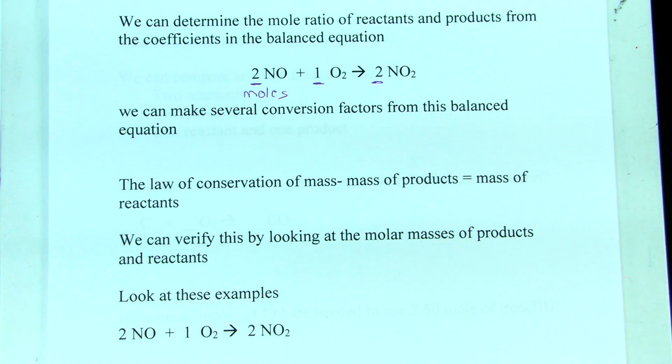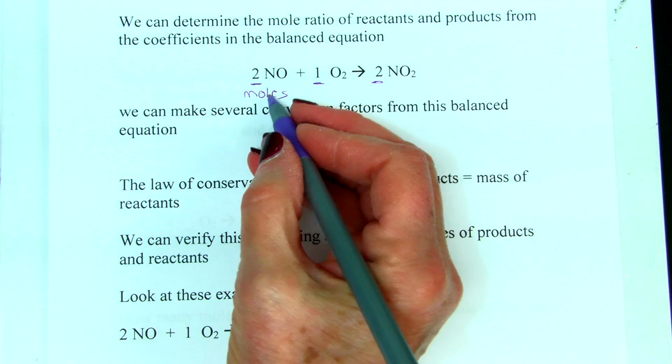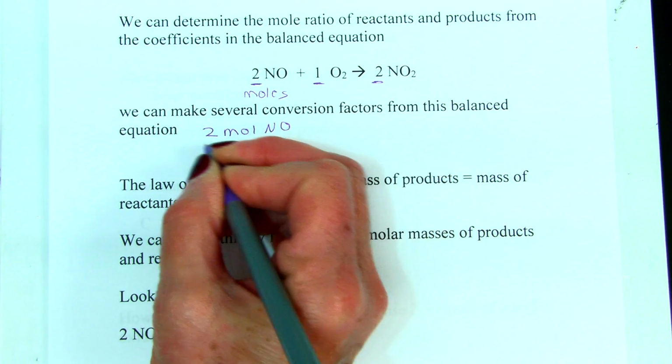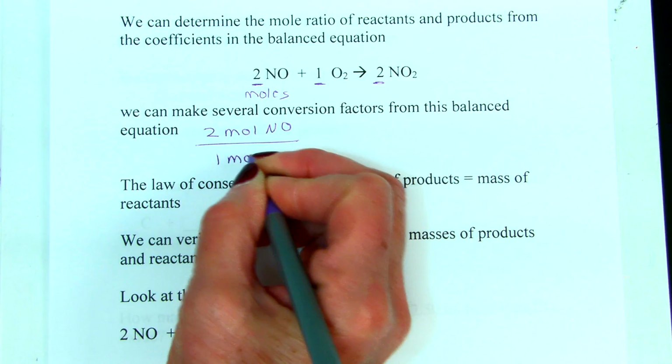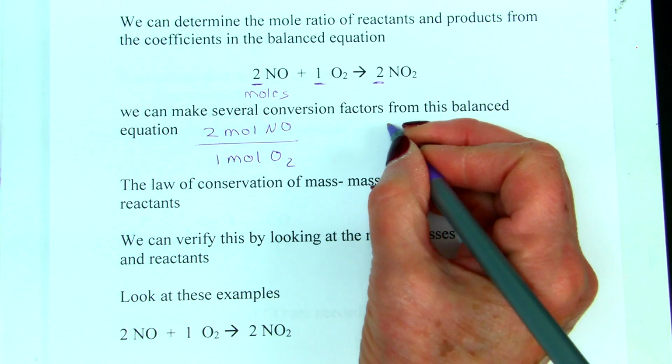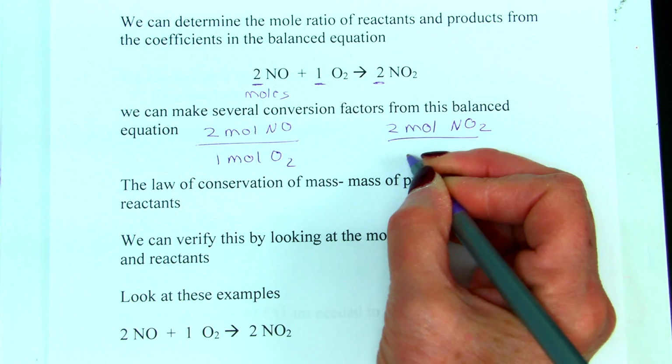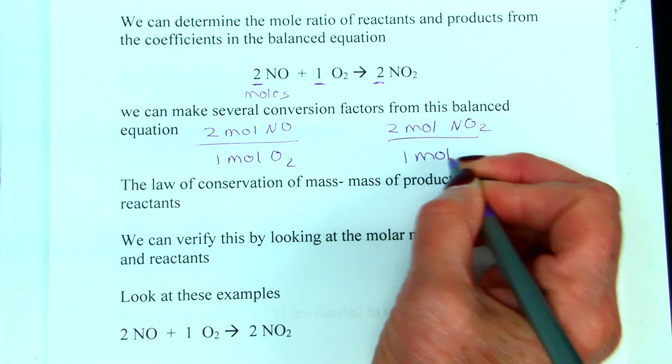Now, we can use the coefficients in the balanced equations to make conversion factors, just like we've made conversion factors out of other two-part units. So I can write things that are conversion factors that look like this from my equation. 2 moles of NO uses 1 mole of O2. Or I could say 2 moles of NO2 is made from 1 mole of O2.